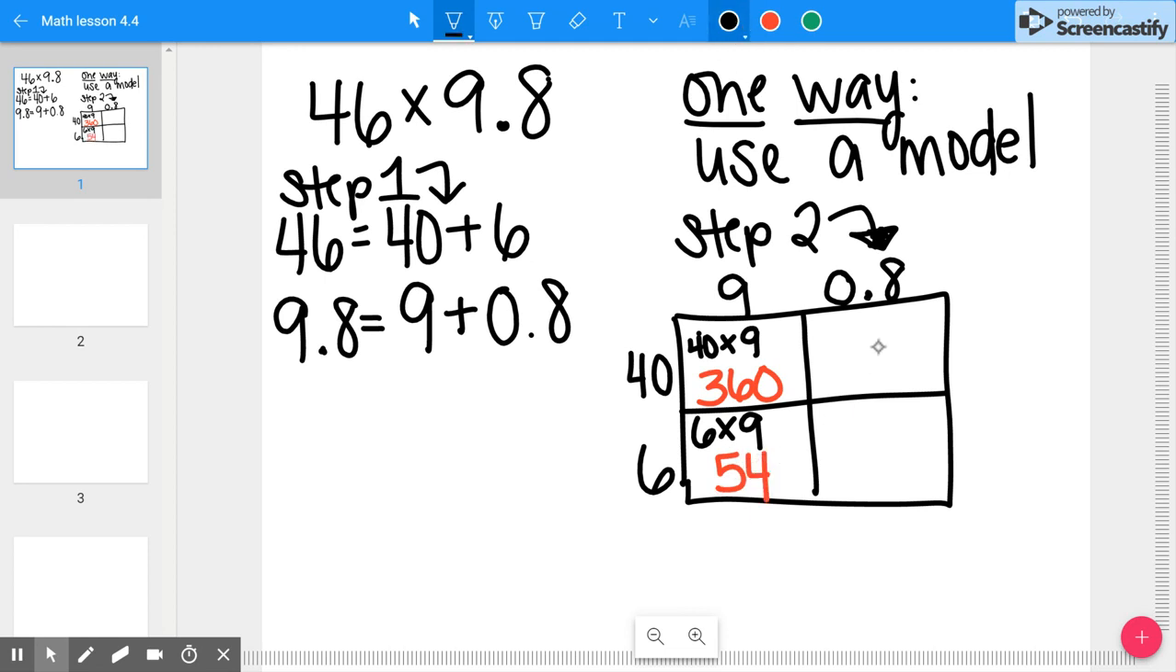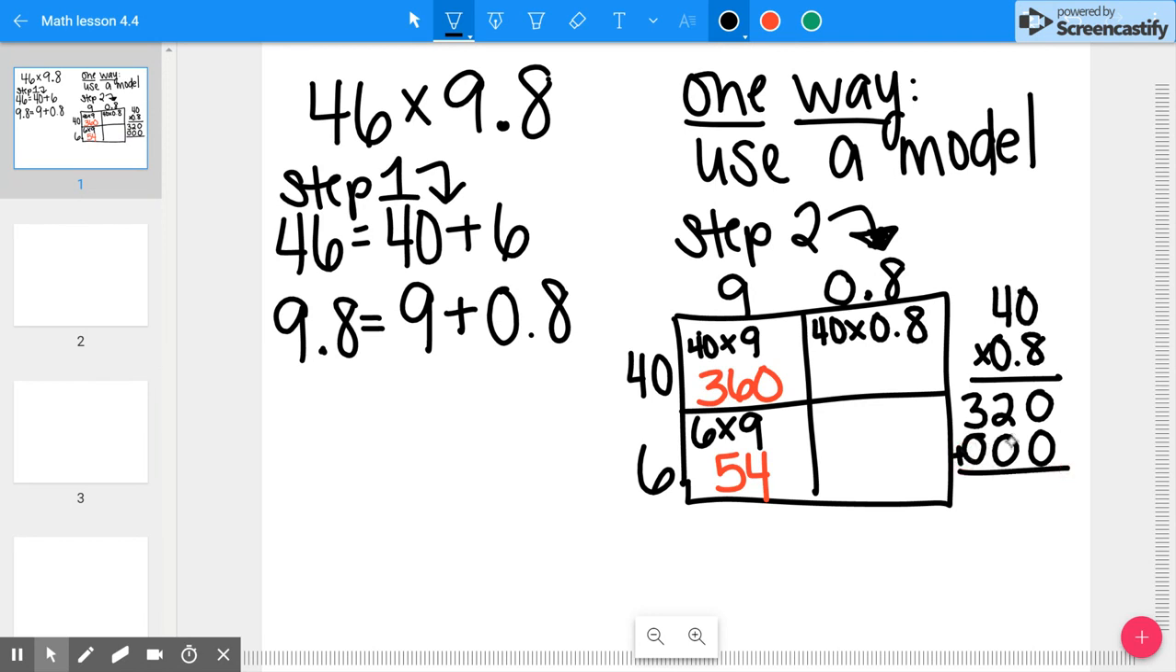Now when I come over here, I'm going to take my 40 and then my 8 tenths. So 40 times 8 tenths. And remember, back to the previous lesson, when I do this, 40 times 8 tenths, I'm forgetting about the decimal point and I'm just multiplying normally. So 8 times 0 is 0. 8 times 4 is 32. And then I have another 0 here. So I'm going to bring Harry Houdini in. 0 times 0 is 0. 0 times 4 is 0. So then when I add them together, I get 320.